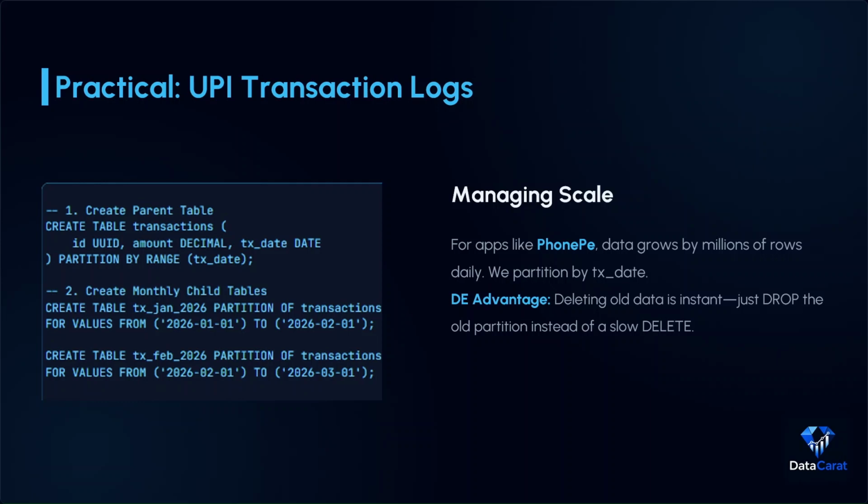We create a separate table for each month, like transactions for January 2026. When the data gets old, we don't use a normal delete command to delete the old data. We can simply drop the partitions. Dropping a partition is instant, whereas deleting millions of records might take hours and can also lock our database.